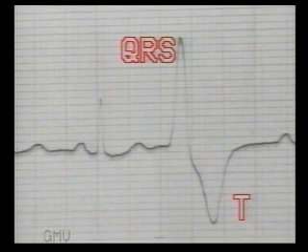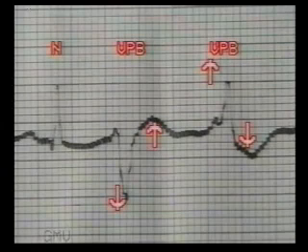This is a ventricular premature beat. Note the wide QRS complex and inverted T wave. In this strip, we see multifocal ventricular premature beats. The first beat is normal and second and third beats are ventricular premature beats. Note that the T wave is opposite to the direction of the main QRS complex.